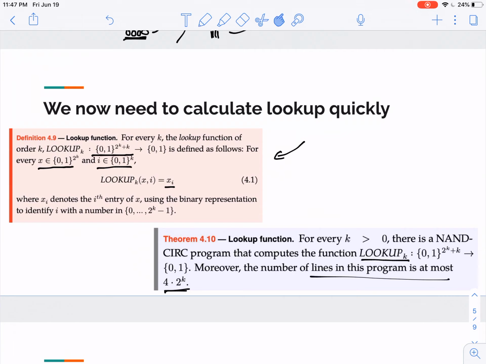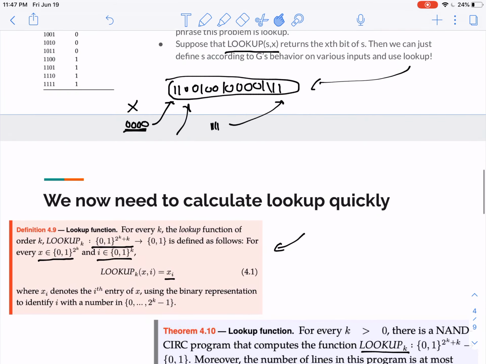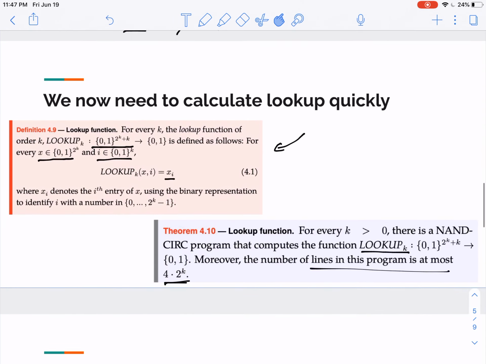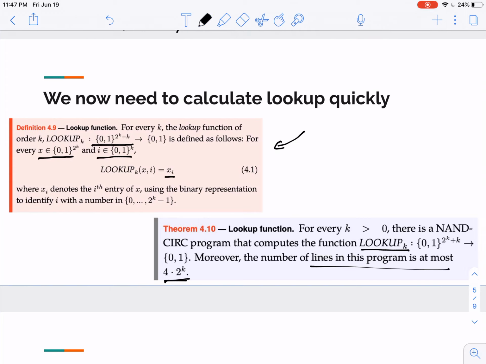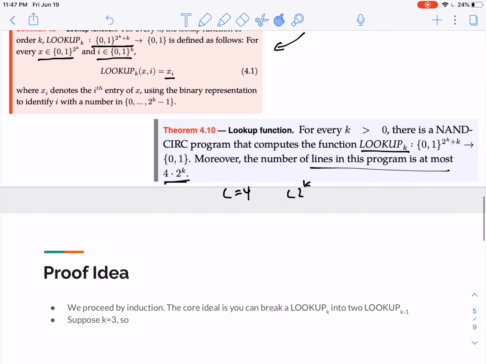And why will that be helpful? Because basically, we're going to use this lookup program to compute our finite function. And since the lookup program only takes 4 times 2 to the k time, well, that's definitely, we can pick c equal to 4, and that'll be c times 2 to the k time, or c times 2 to the k number of lines. And so that will allow us to successfully prove our initial theorem. So now we have sort of a sub-theorem that we're going to want to prove.